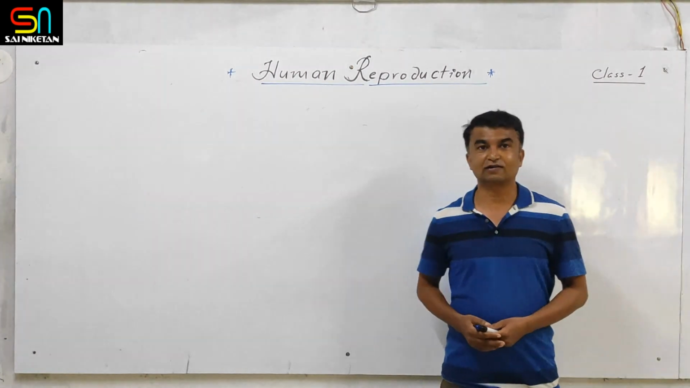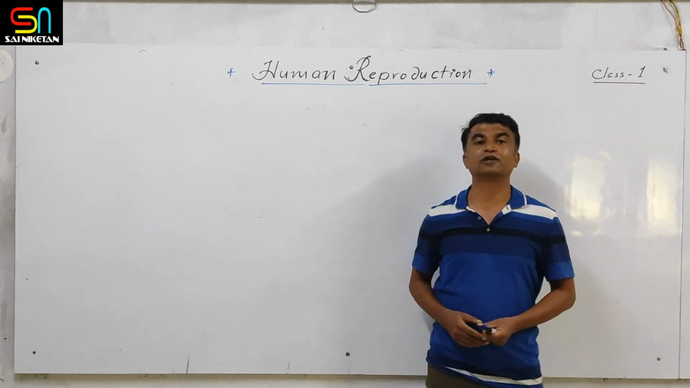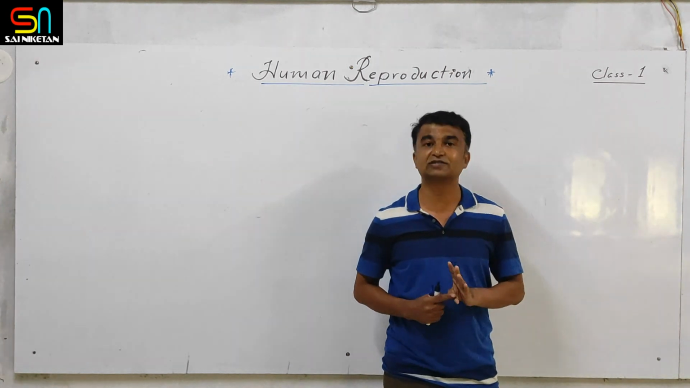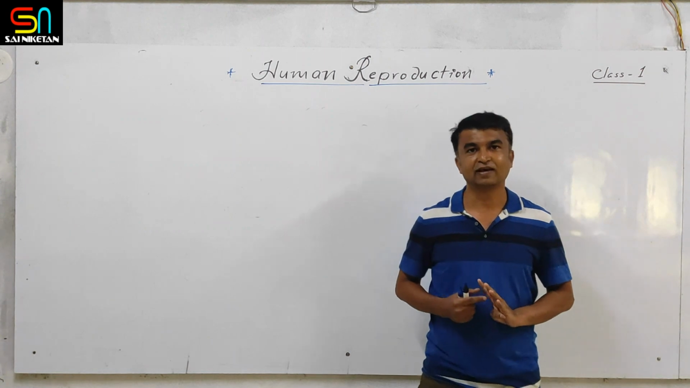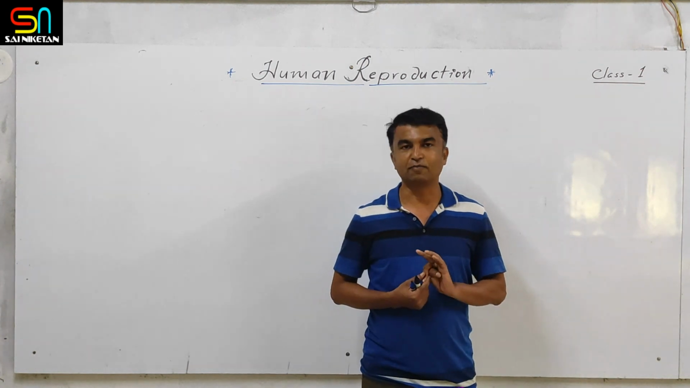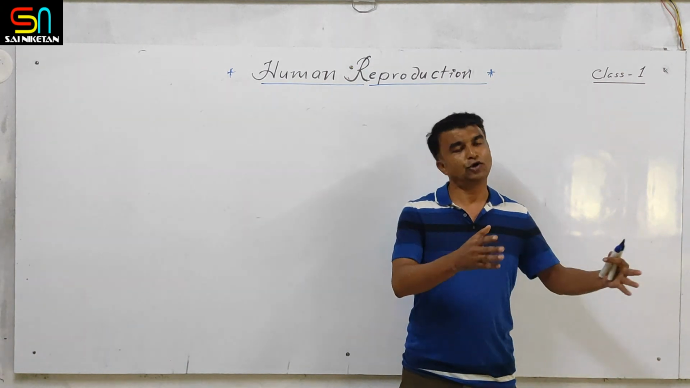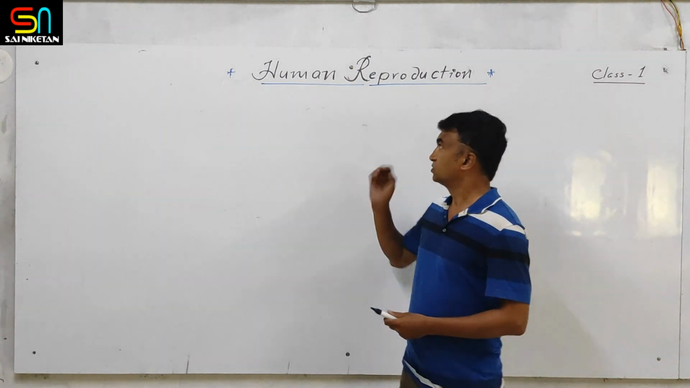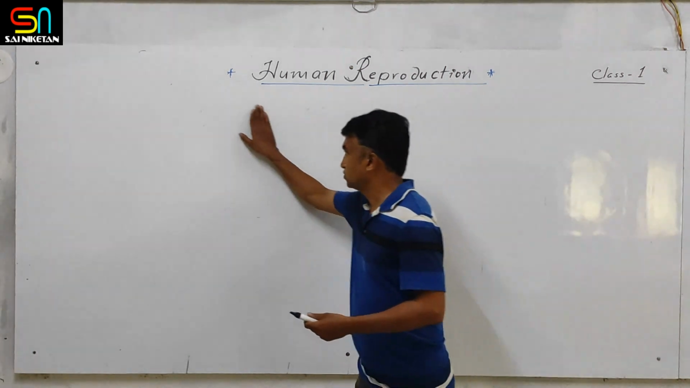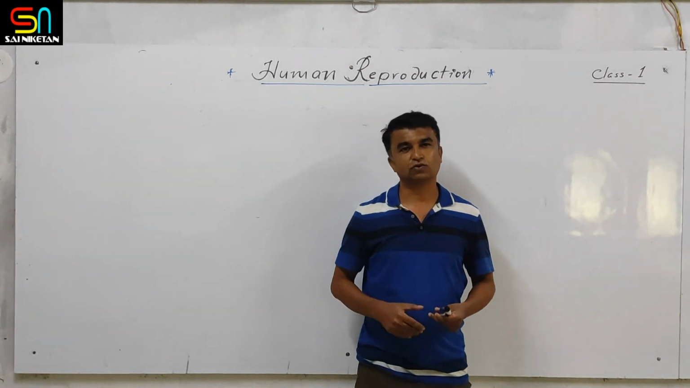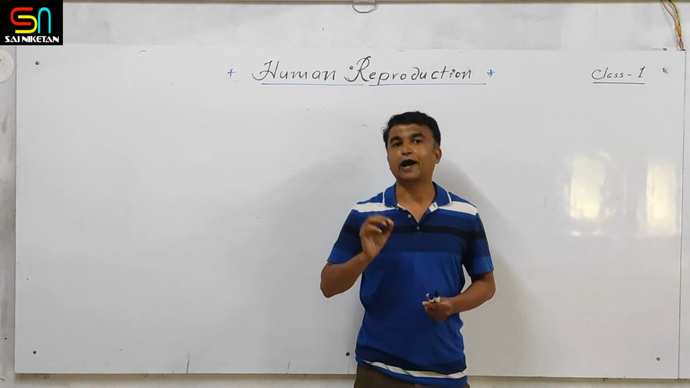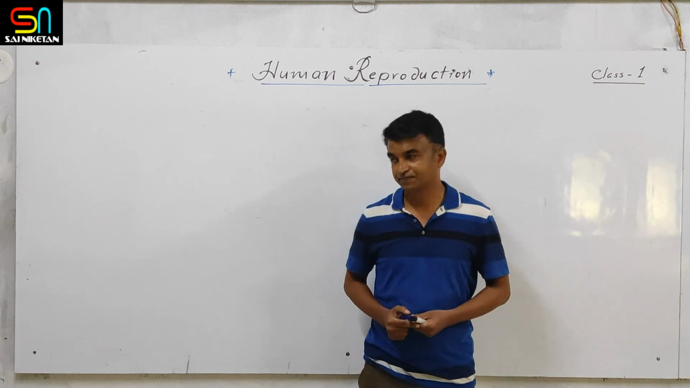So today we are going to start the third chapter, that is human reproduction. Till today we covered the first chapter, reproduction in organisms, and the second chapter, reproduction in flowering plants. So this is the third chapter, which is related to reproduction in human beings. Shall we start? This is an introductory class, so only some terminologies are there. Try to understand every terminology.